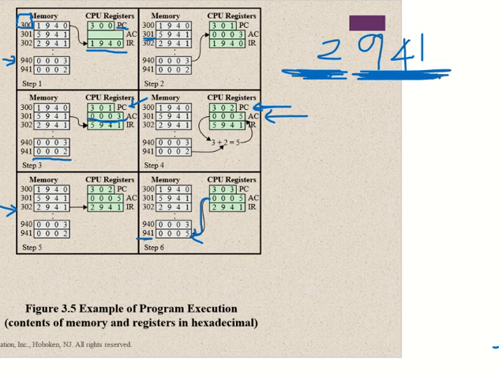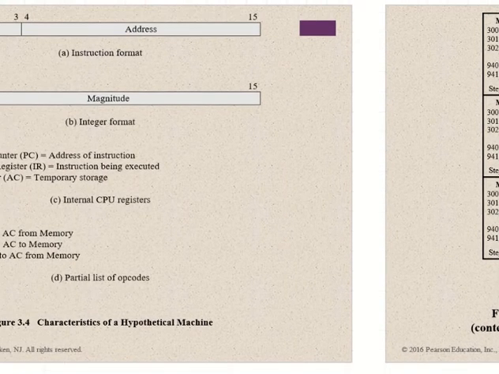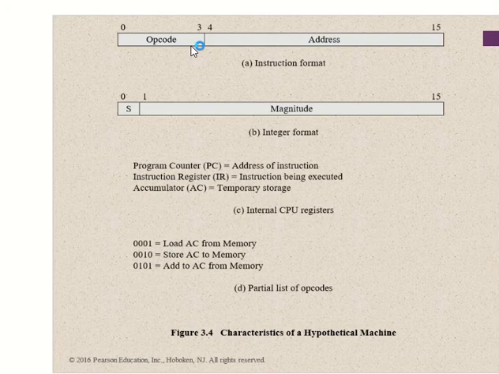Let me erase first. So you should be able to understand the sequence. I'm not going to ask you to remember the diagram in the exams. Here we are seeing it for understanding what PC contains, what AC contains, what IR contains, and what the instruction is. Your instruction contains the opcode and the address. Your data contains the sign and the magnitude. What is the PC, what is IR, what is AC, what is the meaning of load, store, add. So this is the example.